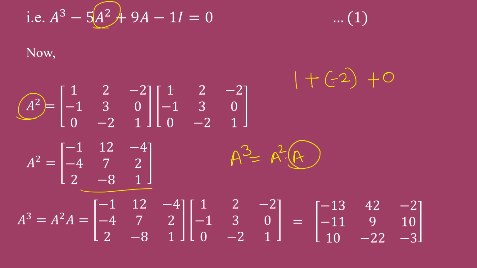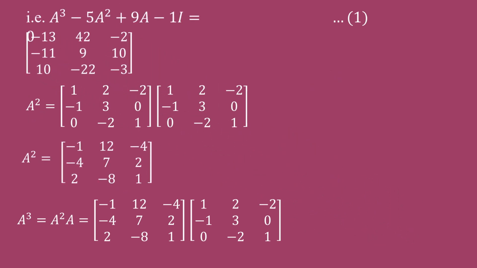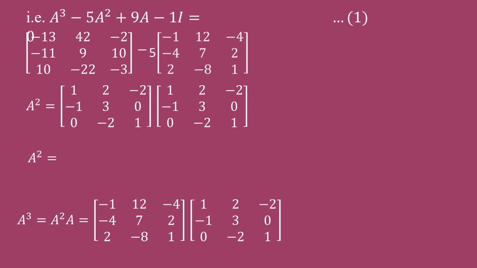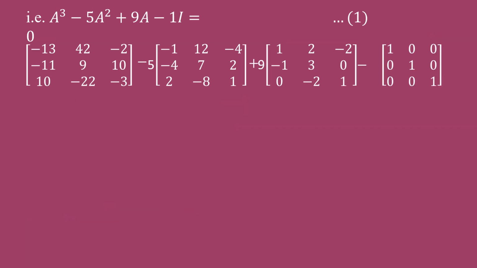What is the left hand side? Left hand side of equation number 1: A cube minus 5 times A square plus 9 times A minus 1 times identity matrix. So let us do that. Here I have substituted A cube, then minus 5 times A square, then plus 9 times A, minus the identity matrix. So after calculating everything, A cube and A square, you are putting them in the left hand side of equation number 1.